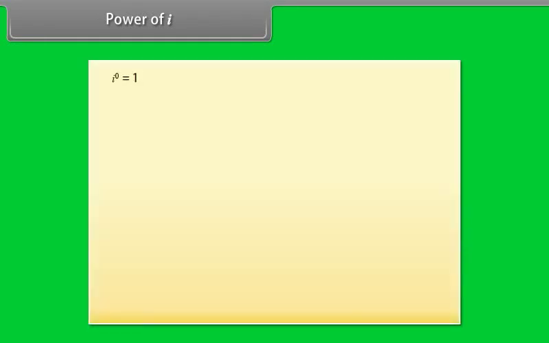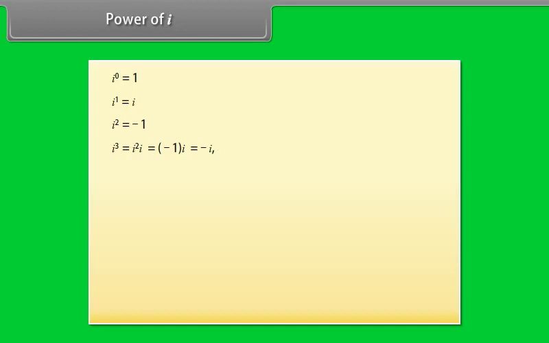Powers of iota. Let's now learn about the powers of iota. I raised to power 0 is equal to 1. I raised to power 1 is equal to i. I raised to power 2 is equal to minus 1. Iota raised to the power 3 can also be written as iota square into iota. We know iota square is minus 1.